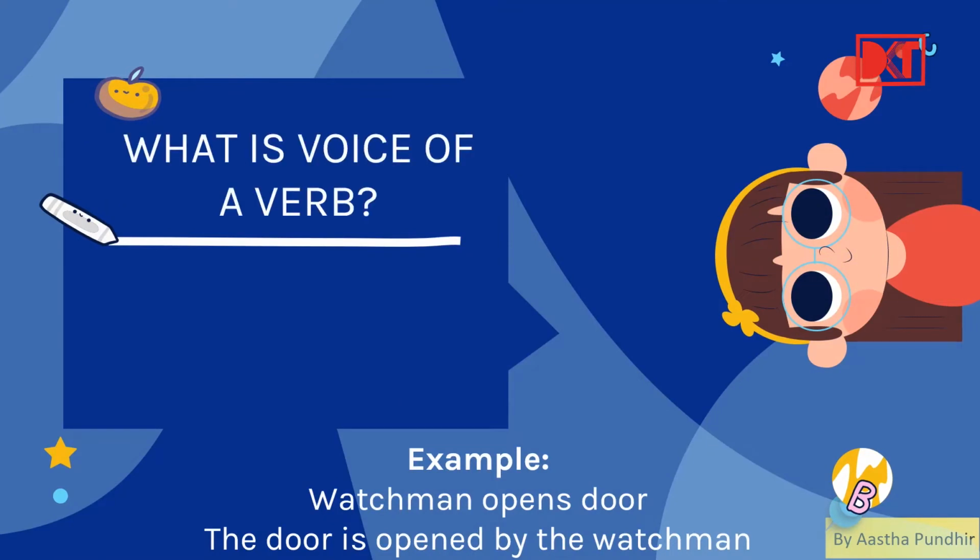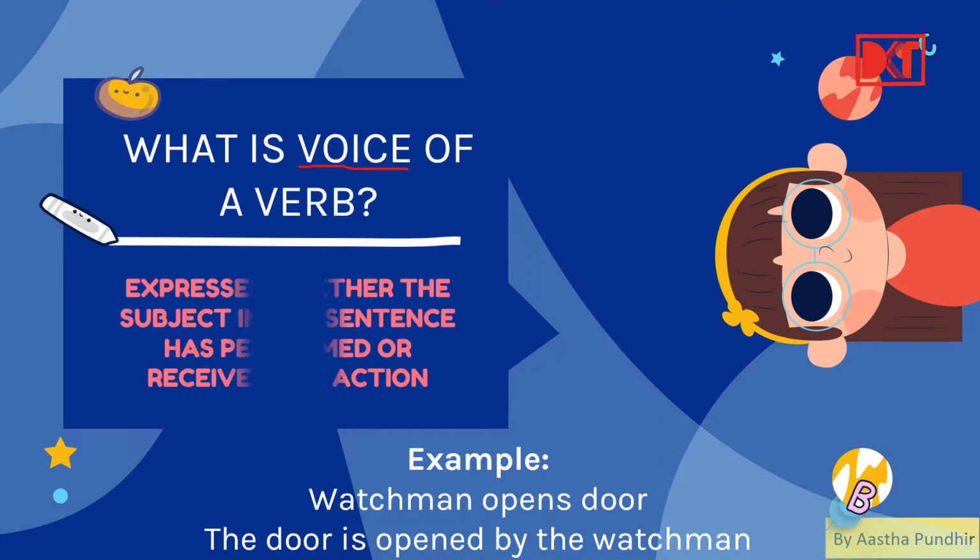What is voice of a verb? Now the first question is, what is voice of a verb? तो voice से क्या होता है? Voice expresses whether the subject in the sentence has performed or received the action. Now this might sound a little confusing to you. Let me repeat and let me explain it to you.